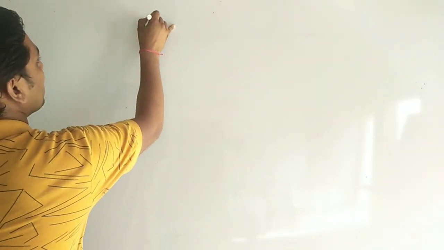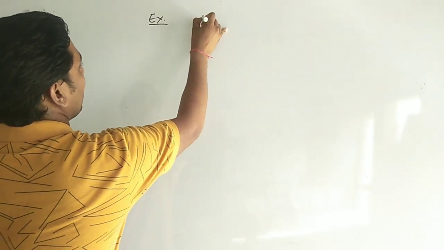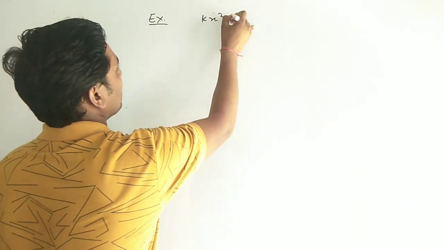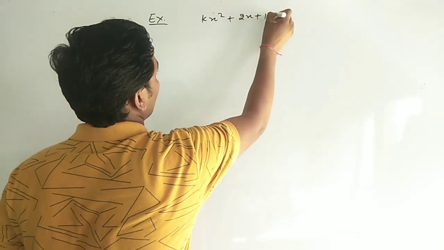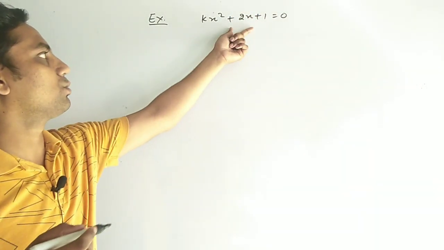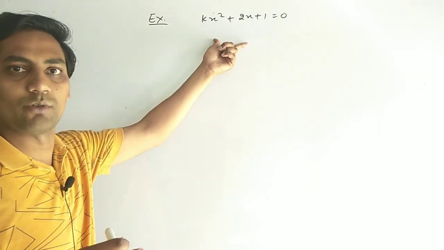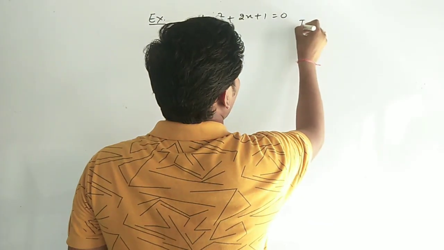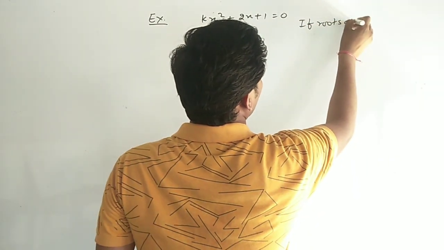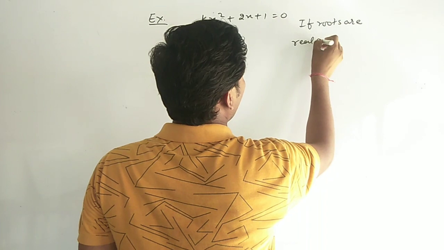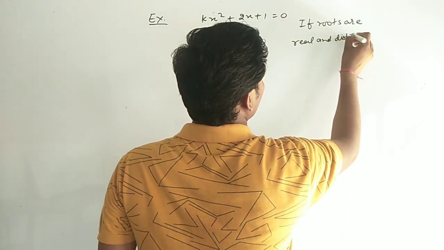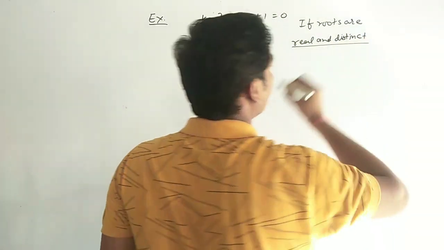Our second point is for finding the value of k if roots are real and distinct. So let us take an example. kx square plus 2x plus 1 equal to 0. It is our quadratic equation, and the condition is if roots are real and distinct.